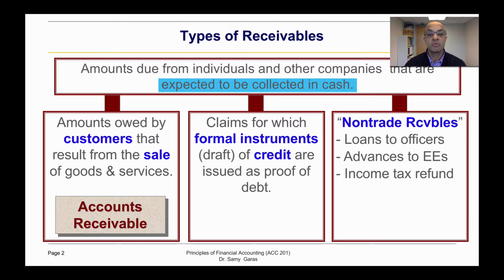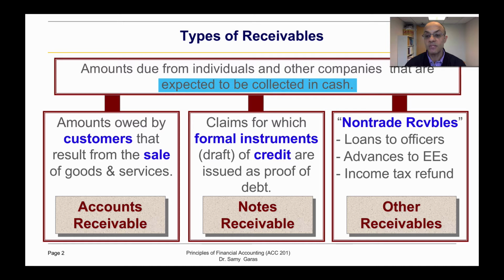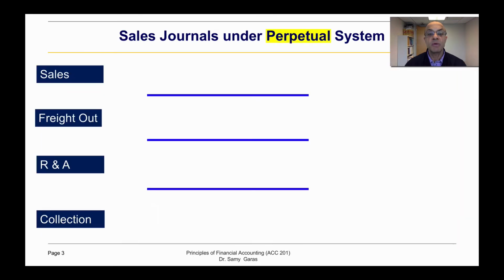So with this in mind, we have the first type of receivables, which we call accounts receivables, which are related to any sales we make on credit to customers. Then we have notes receivable, which are related to any borrowing and lending cash. And then we have non-trade receivables, which are related to loans we give to officers, advances to employees, or income tax refunds. In this presentation, I'm going to talk only about the accounts receivables, and then we talk about the journal entries that are recorded for sales.